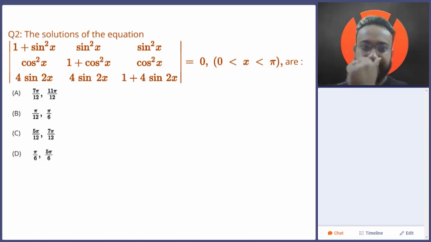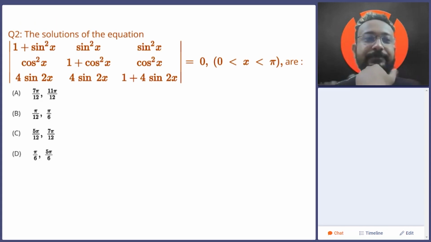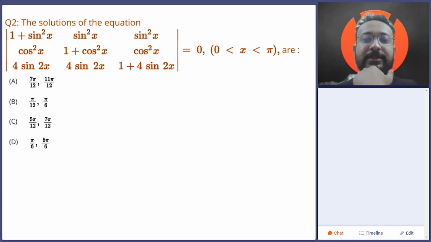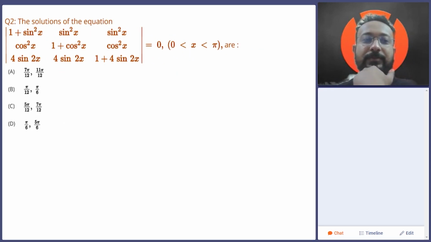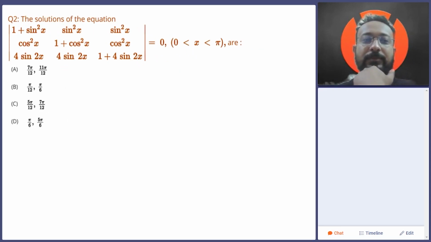Okay, let's move ahead. What is next? The next question is very simple. It is a simple determinant given, correct? Now they're saying find the number of solutions of this equation. It's basically a trigonometric equation question. They have framed it in terms of a determinant.